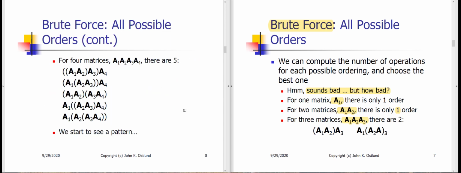All right, so things start getting complicated when we get into dealing with 4 matrices. Things start sort of exploding. Now, we can look at this and see how we're going to go about doing it. Notice that for 3 matrices, we had 2 possible orderings. A1, A2 first, followed by A3, or A2, A3 first, with A1 multiplied times that product of A2, A3.